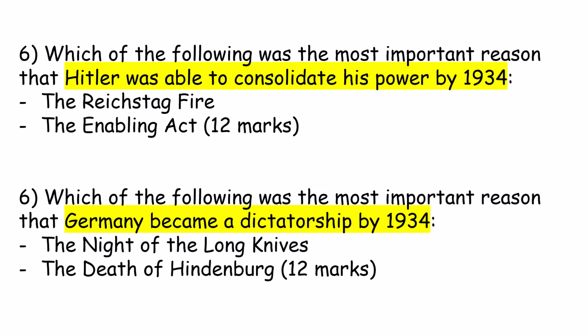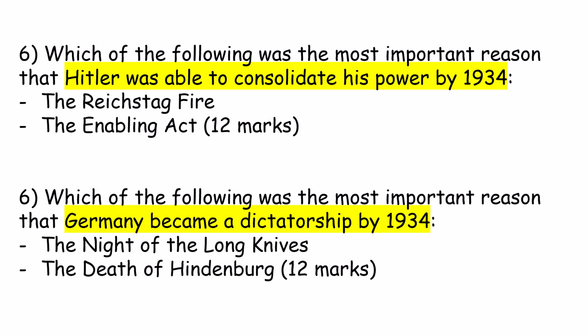Okay, so how could this come up as a question? Again, they like to do it as a question 6. It could come up as other questions as well, but let's practice question 6 because it is worth the most marks. So you could be asked, which of the following was the most important reason that Hitler was able to consolidate his power by 1934? The Reichstag fire or the Enabling Act?